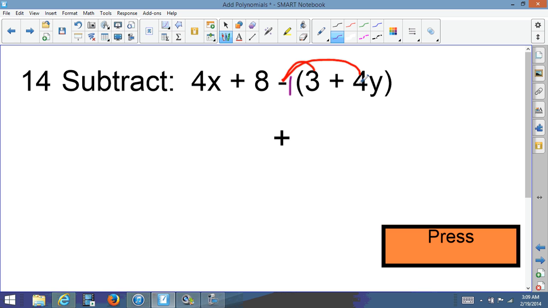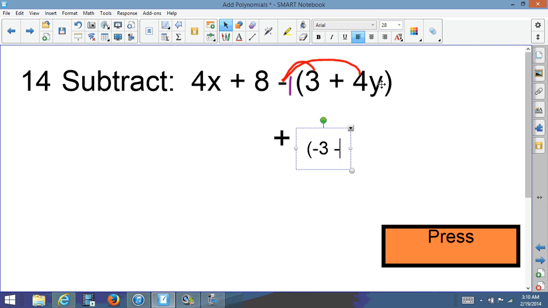So that way it would make this whole thing inside the parentheses its opposite. So I'd have negative 1 times 3. That would give me plus negative 3. And then I would multiply negative 1 times positive 4y, and that would give me a minus 4y.